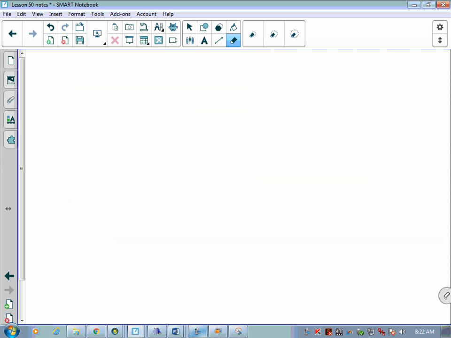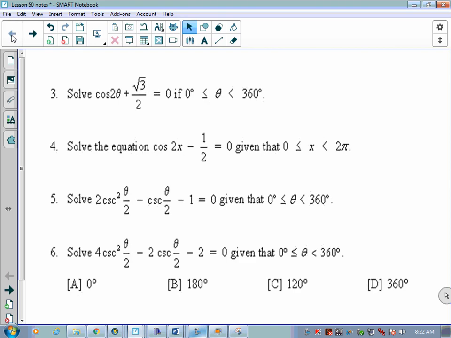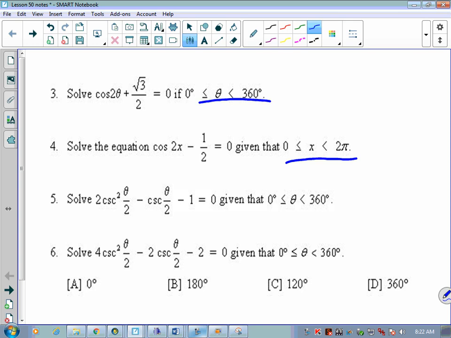All right, let's come back and look at our next one. Solve the equation cosine 2x. Notice the difference here. Up here it was between 0 and 360 degrees. Down here, we want our answers in radians. So my recommendation is to solve everything out in degrees, just like we did with the last question, and then at the very end, convert back to radians. Does that make sense?